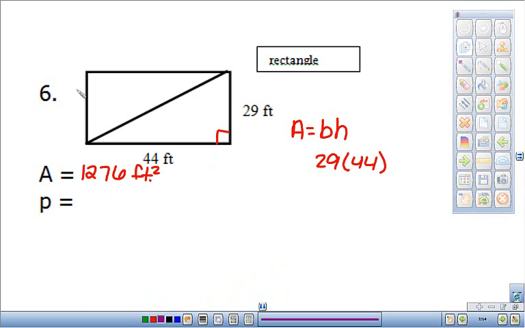Hopefully you remember that in a rectangle, opposite sides are congruent, so this would be 29 and this would be 44. Remember, to get your perimeter, you add all of your sides. So you have 44 plus 44 plus 29 plus 29, which gives you a grand total of 146 feet. That's the distance around this rectangle.